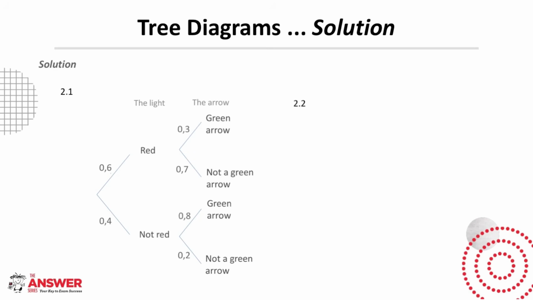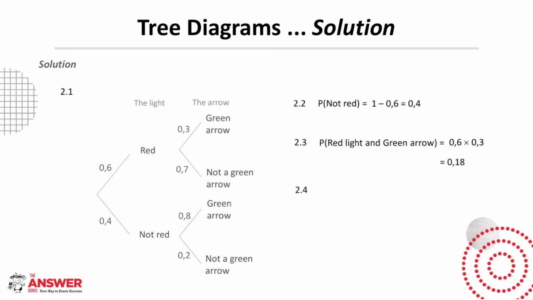And so now if we find the probability for 2.2 that the light is not red, well, we calculated that already when creating the tree diagram. 1 minus 0.6, which is 0.4. Then for 2.3, the probability of getting a red light and a green arrow, well, here we find that by finding the product of the probabilities along this path, so 0.6 times 0.3, which equals 0.18.